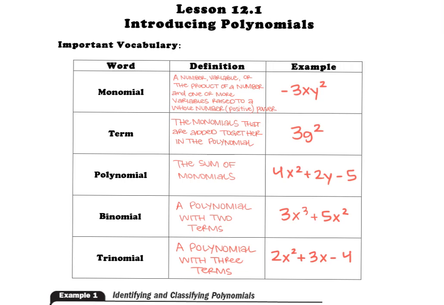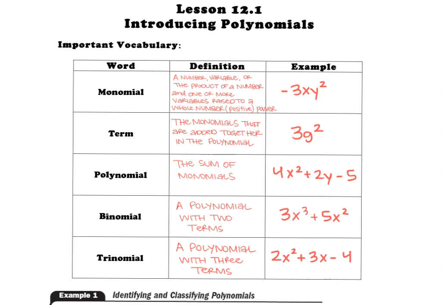Hey guys! All right, today we are going to do lesson 12.1 where we are going to start talking about polynomials. Now, as we go through these definitions, some of these should sound a little bit familiar to you because we've actually talked about terms before and we've talked about monomials before in previous lessons. We talked about monomials when we found greatest common factor and least common multiple. So some of this lesson is going to actually sound a little bit familiar to you.